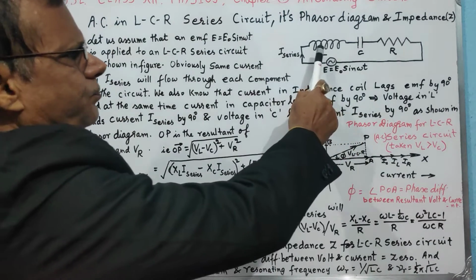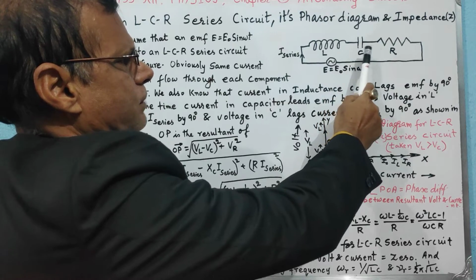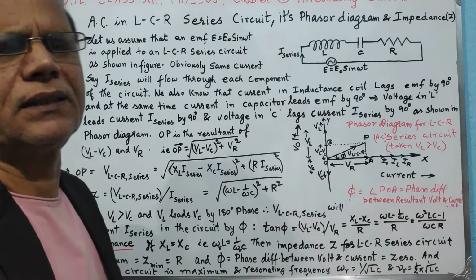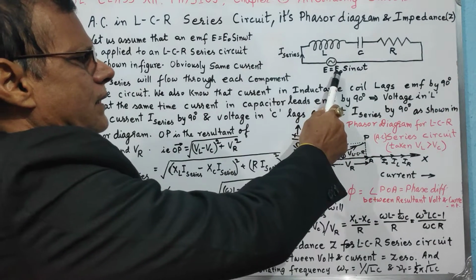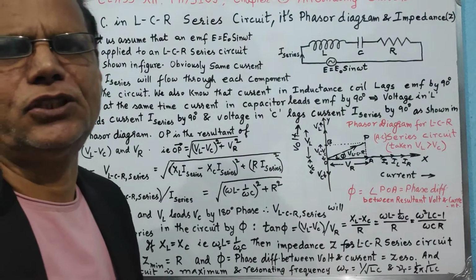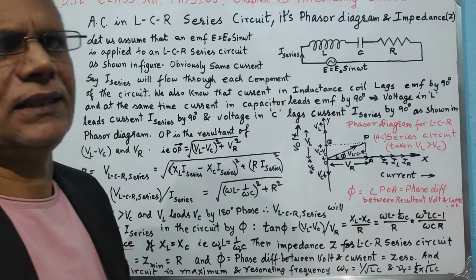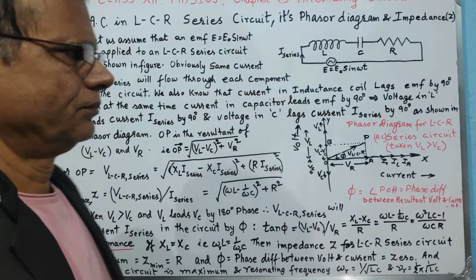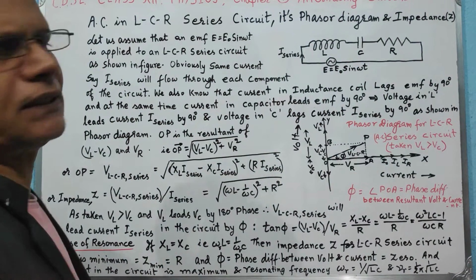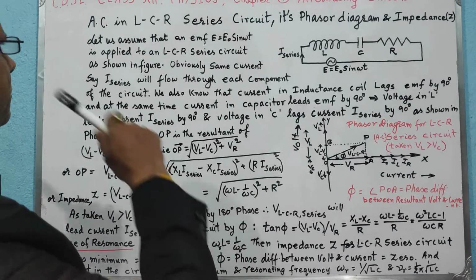Well, we have assumed that the inductance coil, capacitor and resistance are all placed in series in a circuit, and some alternating EMF E is equal to E0 sin omega t is applied in the circuit, assuming that the epoch of the applied alternating EMF is 0. For the sake of simplicity we have done this.